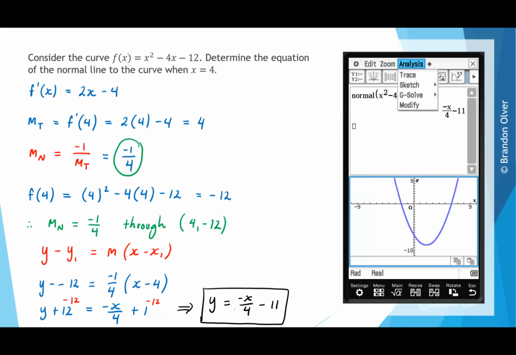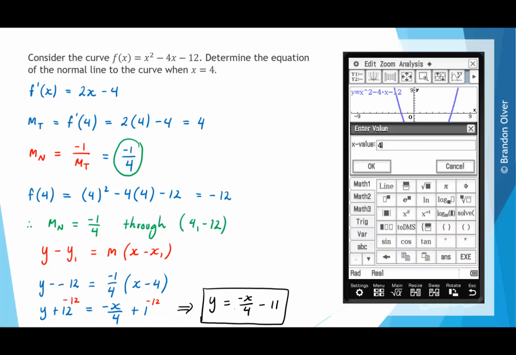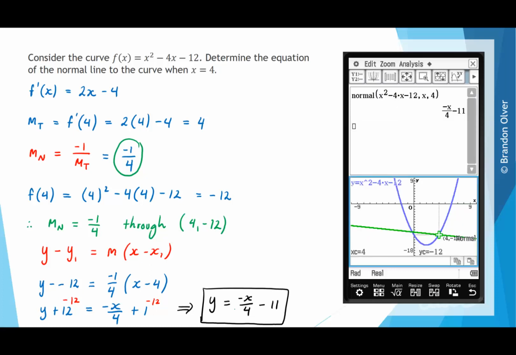We can go analysis, sketch, normal, and by clicking 4 on the hard keypad, that will sketch the normal line at x equals 4. Hitting the blue execute key will give us the equation of that normal line, which is written down the bottom of the screen. So it is y equals -0.25x minus 11, which is the same as what we found in the main menu, and it's also the same as what we found by hand previously.